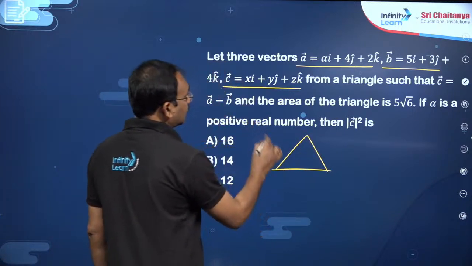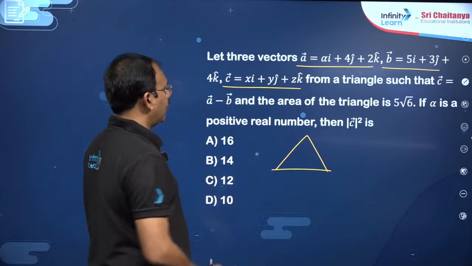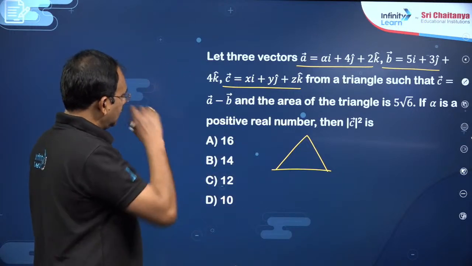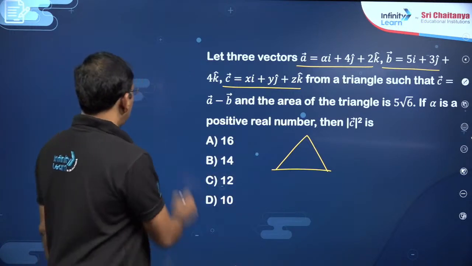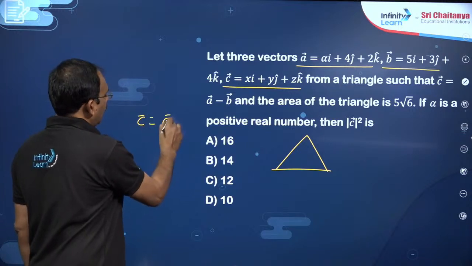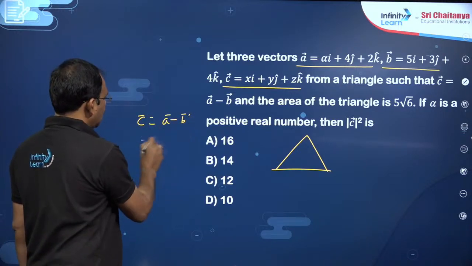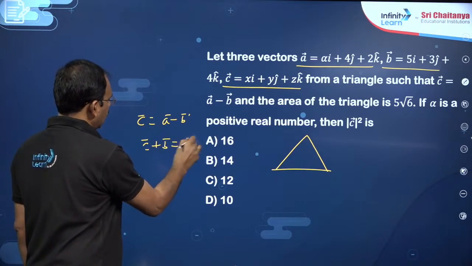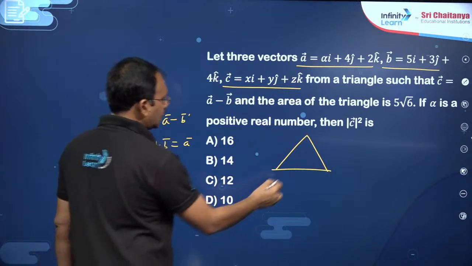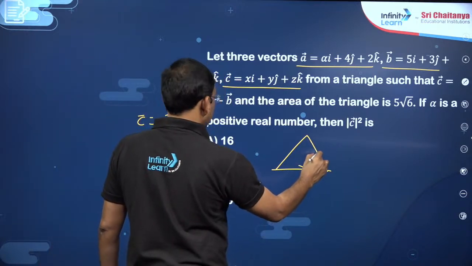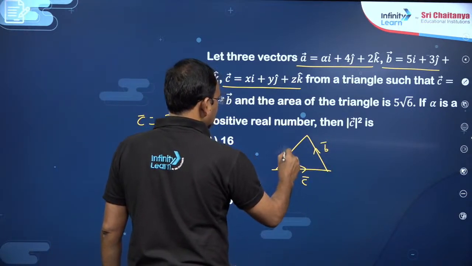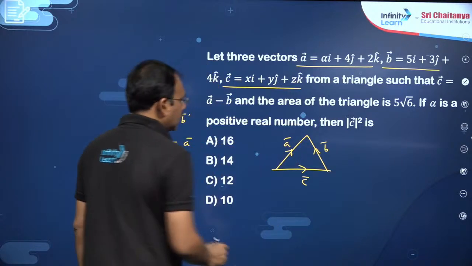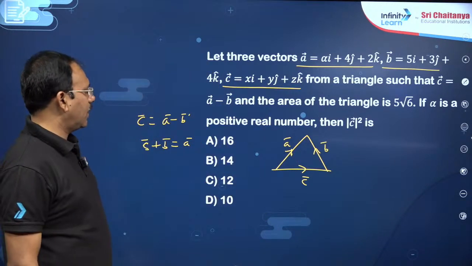Yeah. So, these are 3 vectors A bar, B bar. You can write like, so C bar is equal to A bar minus B bar, in the sense C bar plus B bar is equal to A bar. So friends, suppose this is C bar, this is B bar, so this will be A bar, correct? C bar plus B bar is equal to A bar.